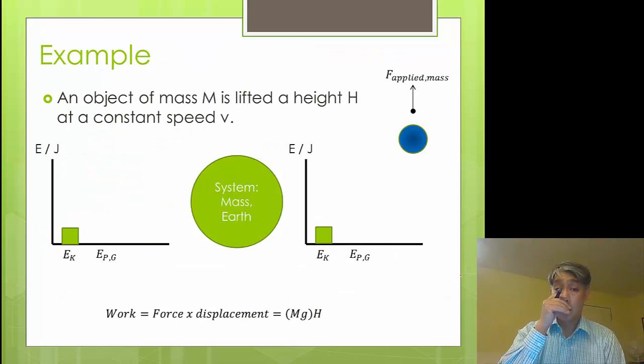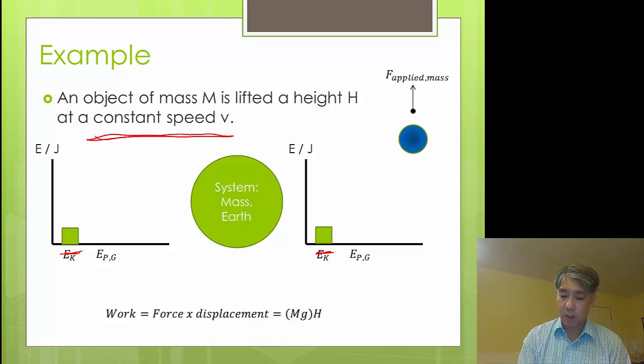So for example, here I have an object of mass m. It's lifted at height h at a constant speed v. So from a kinetic energy standpoint, there's not going to be any change in my kinetic energy. What I start with is what I end with because it's a constant speed v.